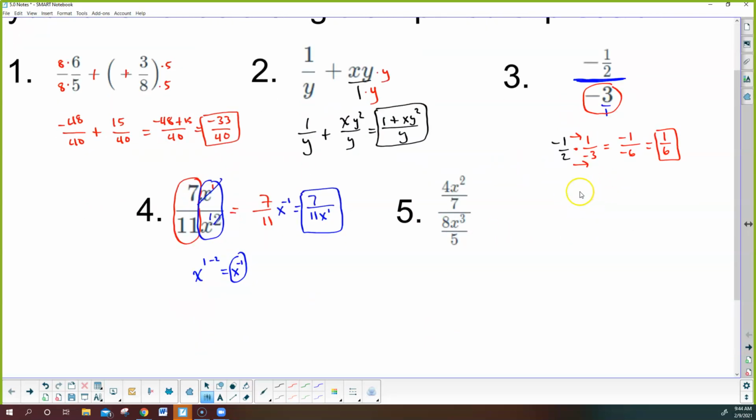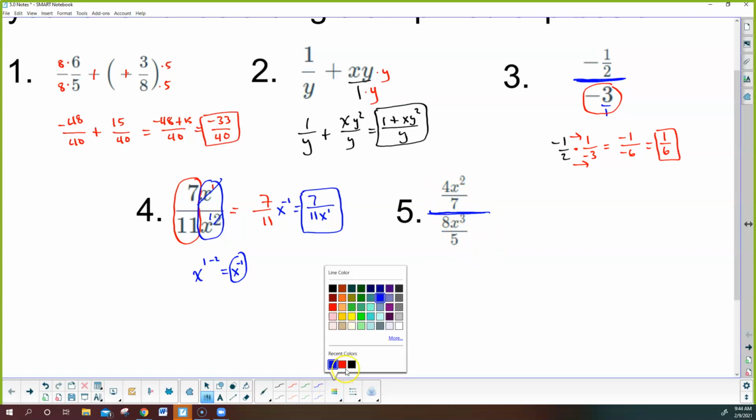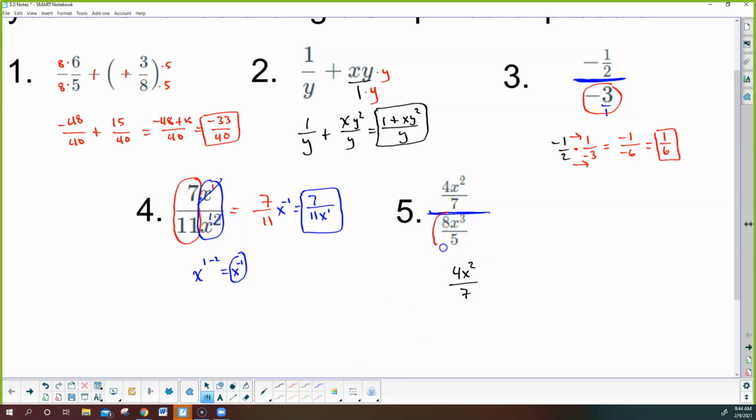We have a fraction divided by a fraction, right? So I'm going to make this big divide bar so I know the numerator divided by the denominator. And my rule is we don't like to divide by a fraction, right? We change this to multiplying by the reciprocal. So I'm going to flip those around. And then technically I could multiply across.